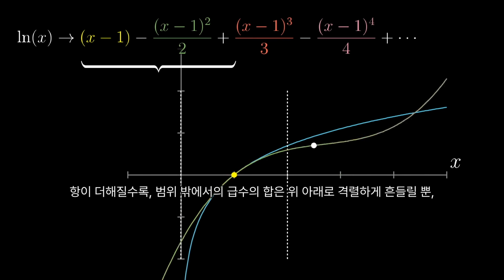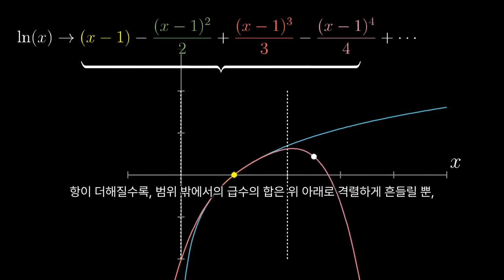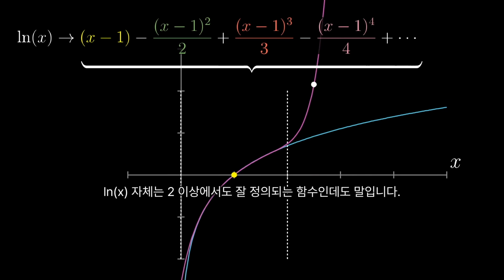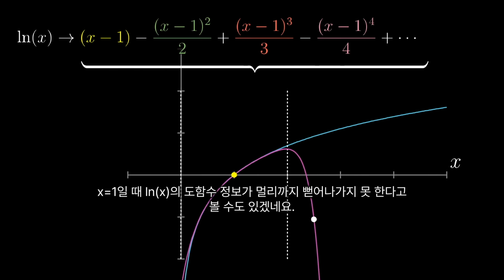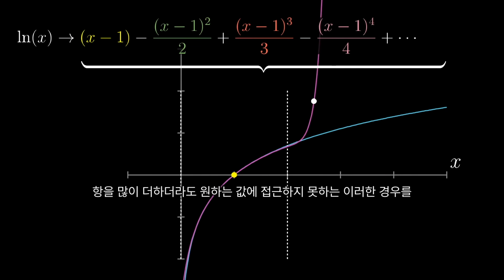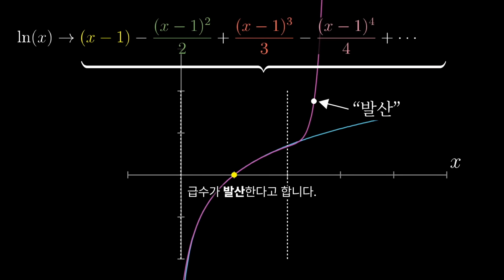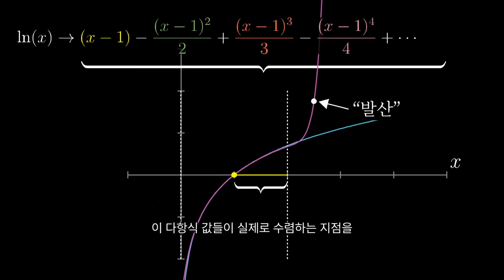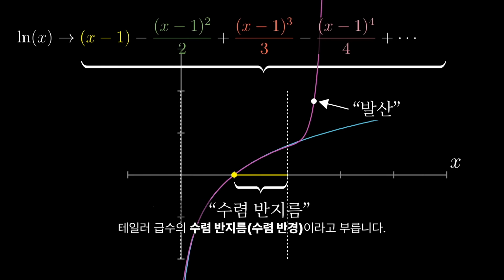As you add on more and more terms, the sum just kind of bounces back and forth wildly. It does not, as you might expect, approach the natural log of that value, even though the natural log of x is perfectly well defined for inputs that are above 2. In some sense, the derivative information of ln of x at x equals 1 doesn't propagate out that far. In a case like this, where adding more terms of the series doesn't approach anything, you say that the series diverges. And that maximum distance between the input you're approximating near and points where the outputs of these polynomials actually do converge is called the radius of convergence for the Taylor series.